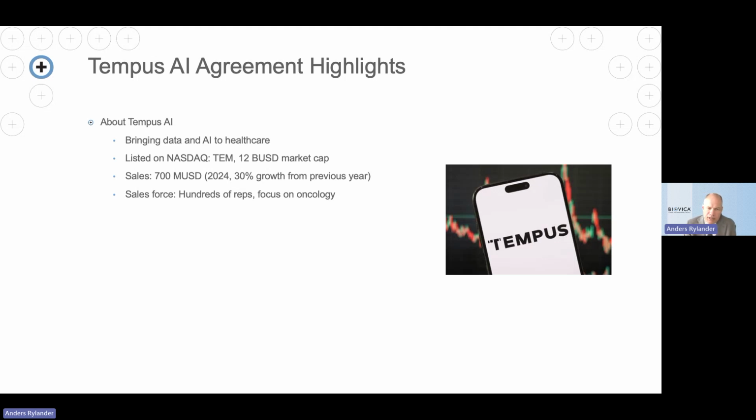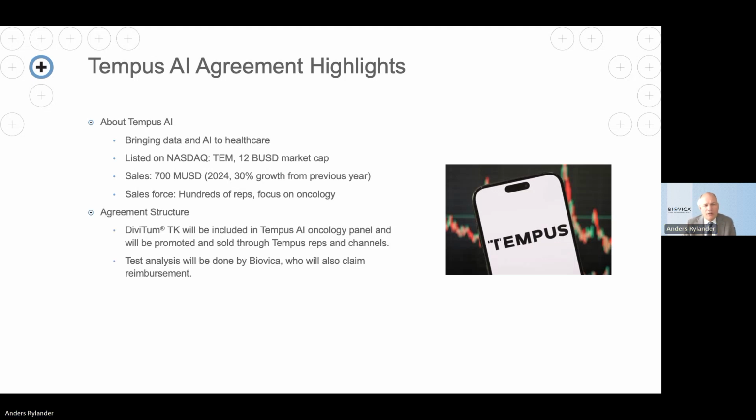$700 million US in revenues, and they've been able to grow that very impressively, 30% compared to last year. And I guess it's thanks to a large and efficient sales force. They haven't given a detailed number officially, but we know that they have hundreds of reps, and their focus is within oncology. So the way the agreement is structured is that DiviTum will be part of the oncology portfolio panel that will be sold and promoted through Tempus, both sales reps and their channels.